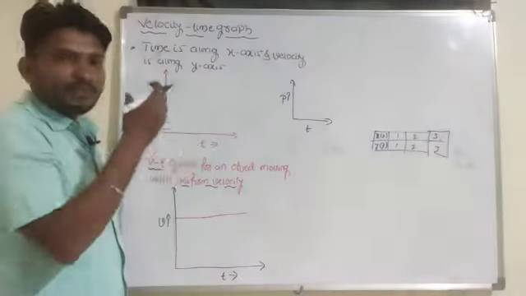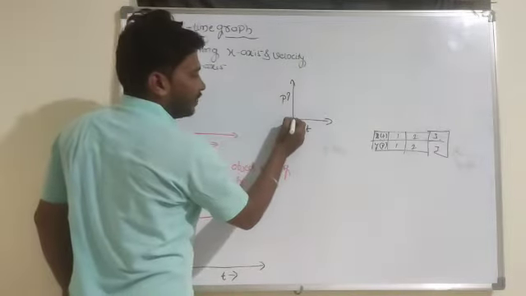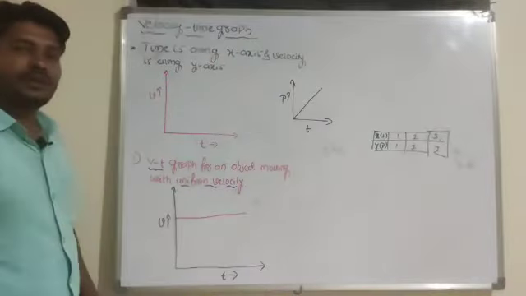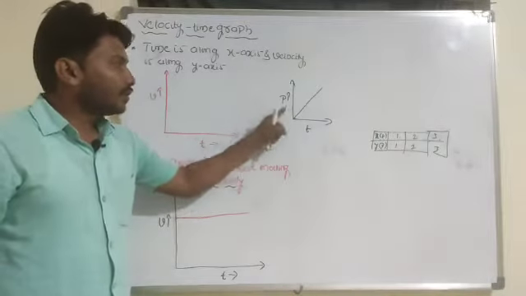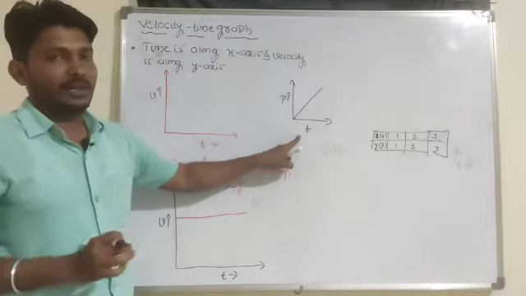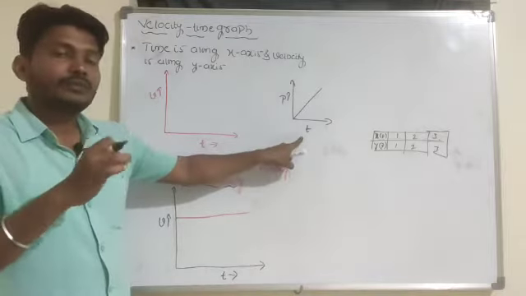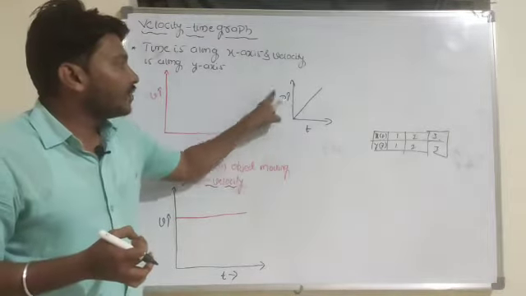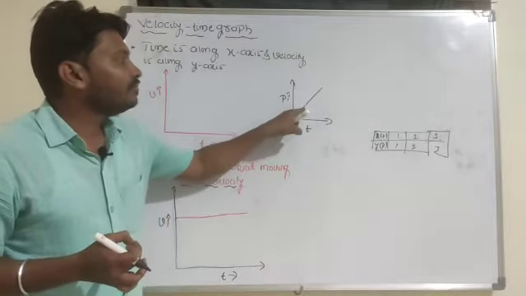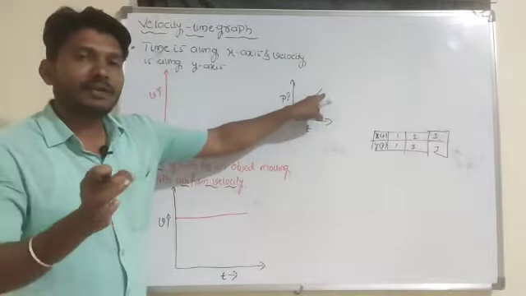So position or displacement in equal interval of time. Equal displacement in equal interval of time means this is the nature of the position-time graph if the object is moving with uniform velocity. So the position-time graph for an object moving with uniform velocity means equal displacement in equal interval of time, equal change in position.